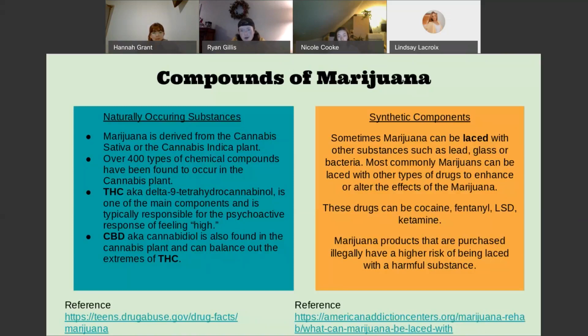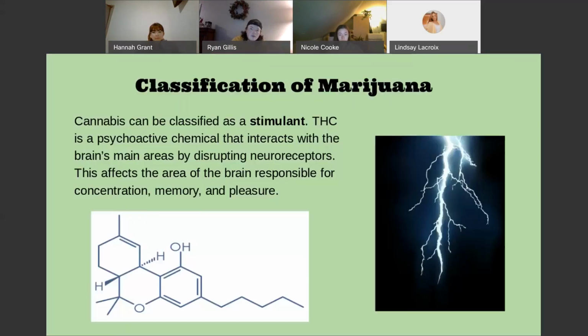Now, to the synthetic components. Sometimes marijuana can be laced with other substances such as lead, glass, or bacteria. Most commonly, though, marijuana can be laced with other types of drugs to enhance or alter the effects of the marijuana. These drugs can be cocaine, fentanyl, LSD, and even ketamine. Marijuana products that are purchased illegally have a higher risk of being laced with a harmful substance as compared to legally purchased dispensary goods. So the classification of marijuana is a stimulant.